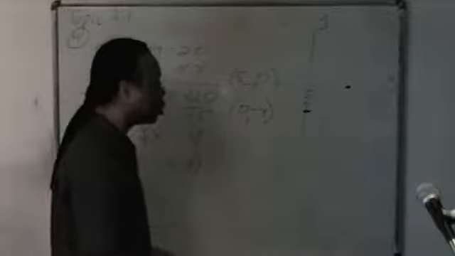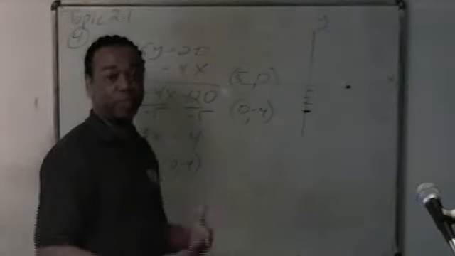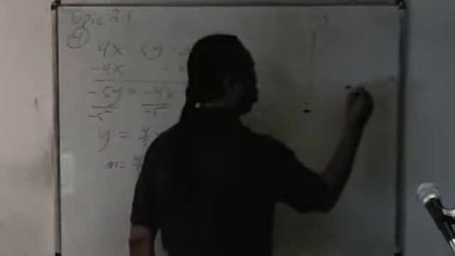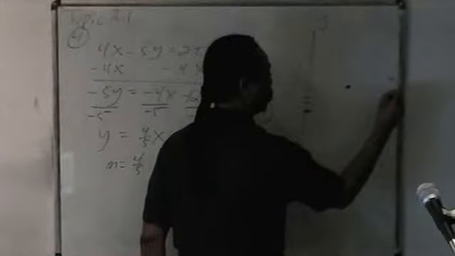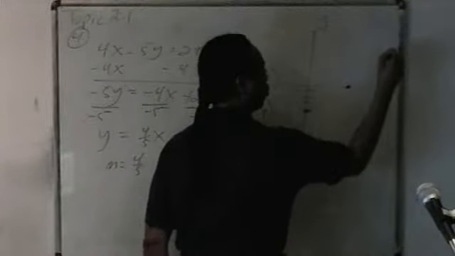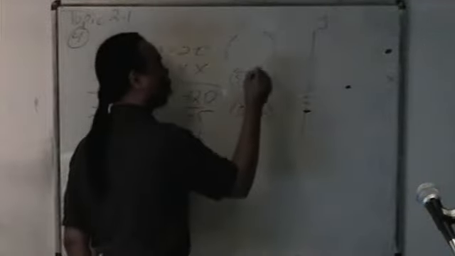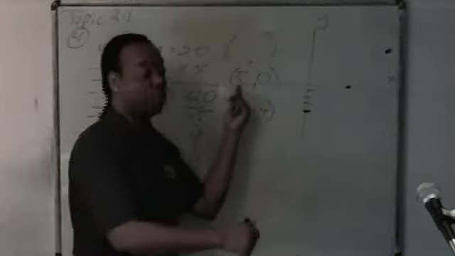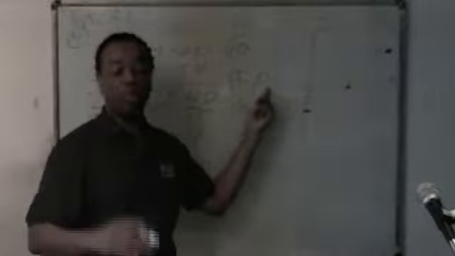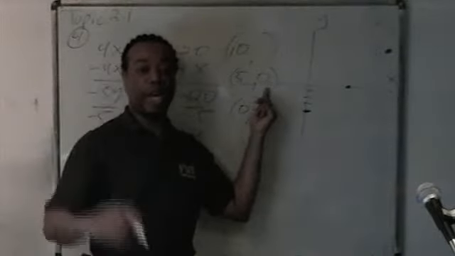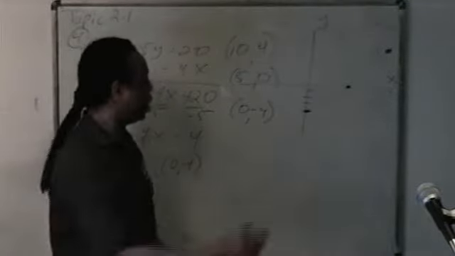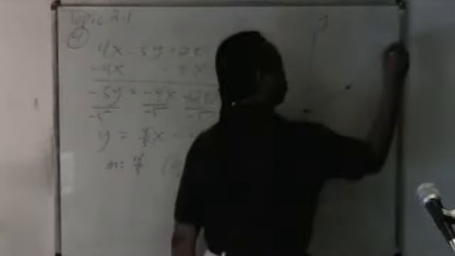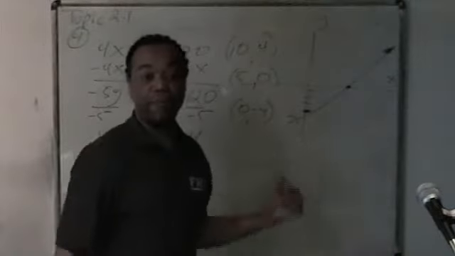Now I'm going to run 5 and rise 4 again. 1, 2, 3, 4, 5. 1, 2, 3, 4. This new point here, I was at x equals 5 and I ran 5 more, so now I'm at x is 10. I was at y equals 0 and I rose 4, so now I'm at 10, 4. Now I have my points labeled, and now I draw my graph, and I'm finished.